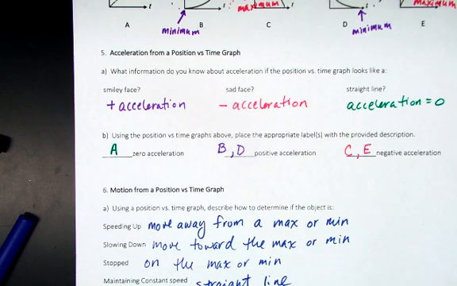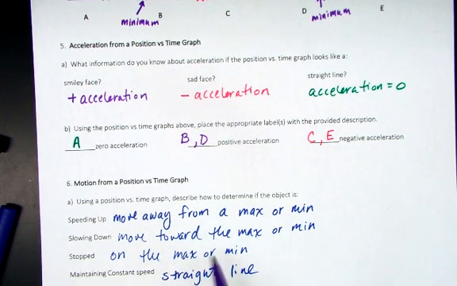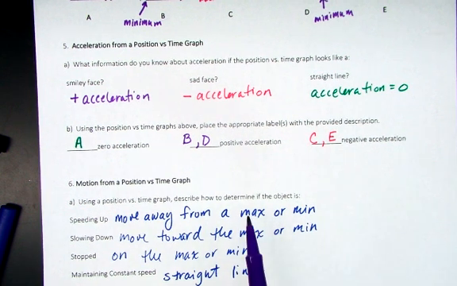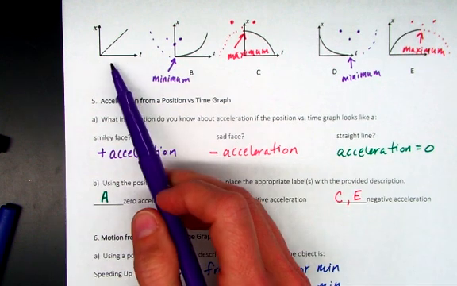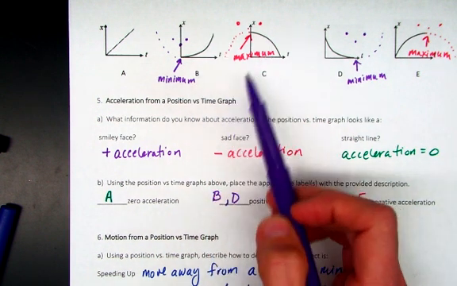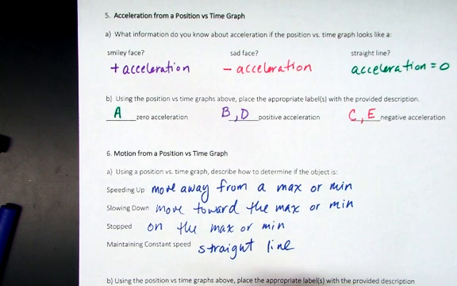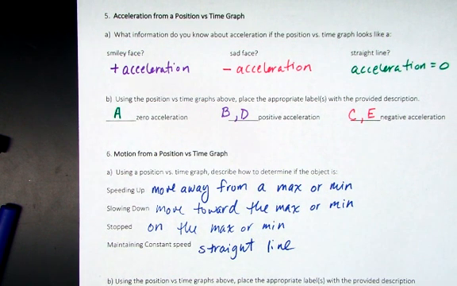Speeding up, well, let's take a look here. Speeding up is when we're moving away from a max or a min. A max or a min is where we're stopped. So if we're moving away from it, then we're increasing speed. So we need to figure out when we start at a max or min and then move away from it. Here it's a straight line. Nope. Here I'm starting at a minimum and I'm moving away. Here I'm starting at a maximum and I'm moving away. So for B and C, B is the positive acceleration and C is the negative acceleration.